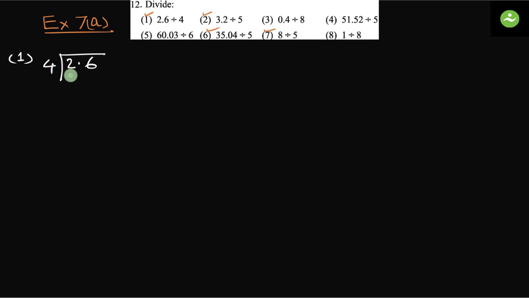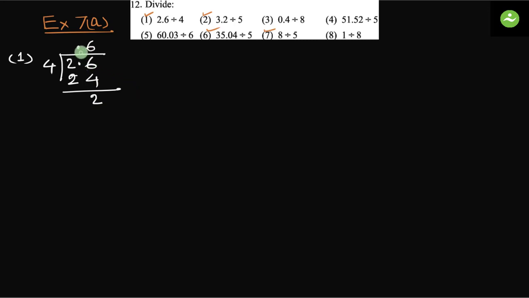So first digit, 1 digit, it doesn't divide. It is smaller than 4. So we take another digit, 26. But before that, you see here there is a decimal point. Put that decimal point here. And then you take the next digit also. So 26. So 4 into 6 is 24. Deduct 24 from 26 is 2.